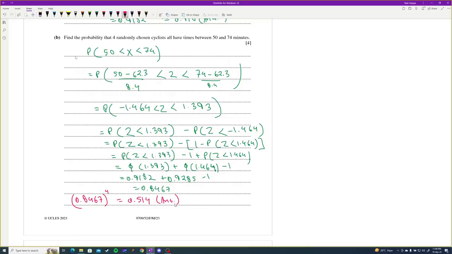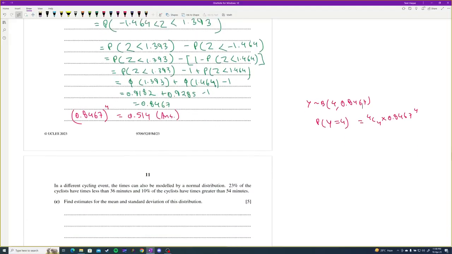If you have a problem thinking of this, just think of it as setting up another binomial distribution, with 4 cyclists and probability 0.8467. Now I want P(Y equals 4). What would it be? Basically 4C4 times 0.8467 to the power 4, right? That's how it works. Okay.